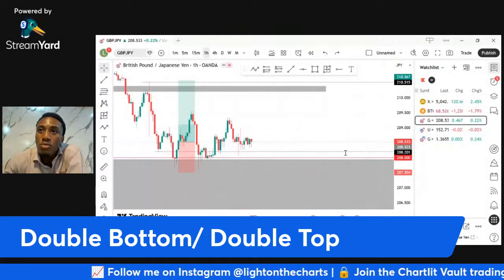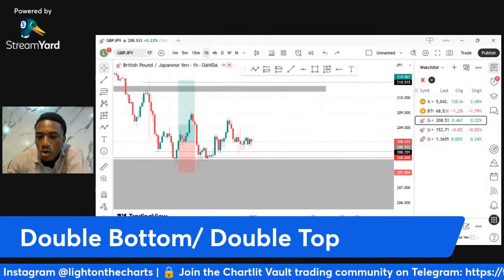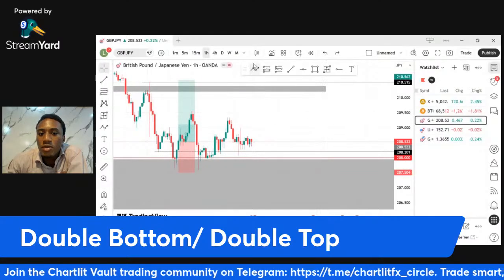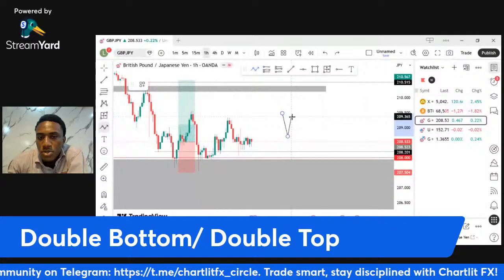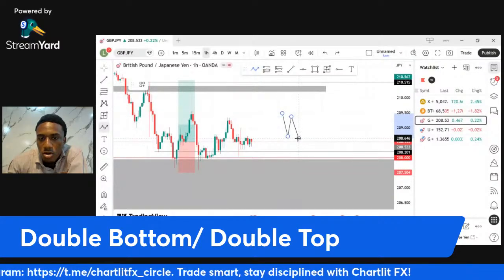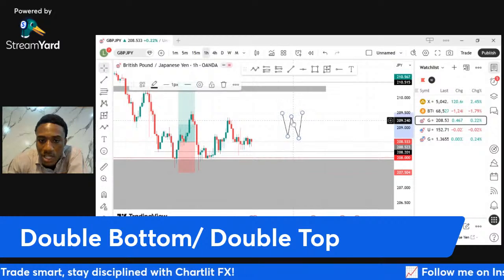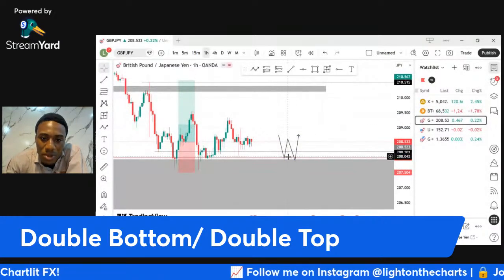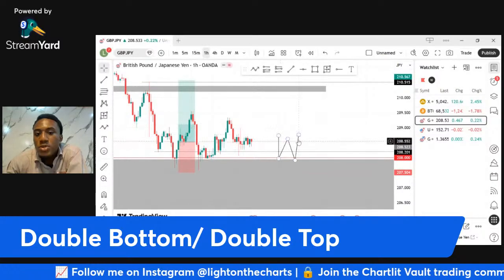Now the double bottom, like the name implies, let me show us what it looks like on the chart, right? Double bottom is like this. Price drops, gives us a first bottom, goes up, drops again, gives us a second bottom, goes up. Now, what is this signaling? If I see this pattern on a key level like this, what this chart pattern is telling me is that price will soon be heading upwards to the upside.